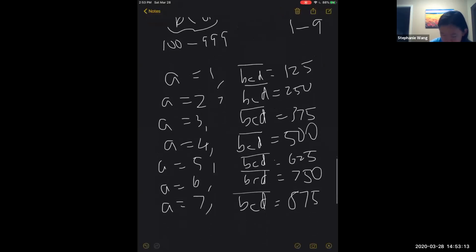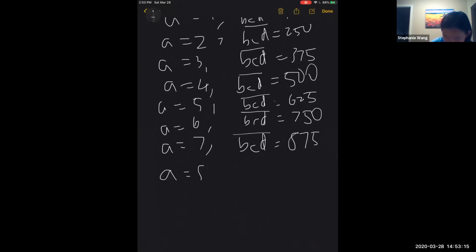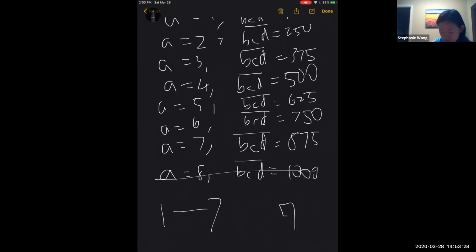And if we try to make A equal to 8, then BCD would be 1000, which clearly will not work because we need BCD to be a 3-digit number. So this will not work, and only up to 7 will it work. So 1 through 7 can be the values for A, so that means a total of 7 values for A, for BCD as a whole.